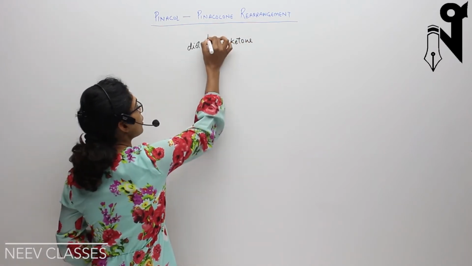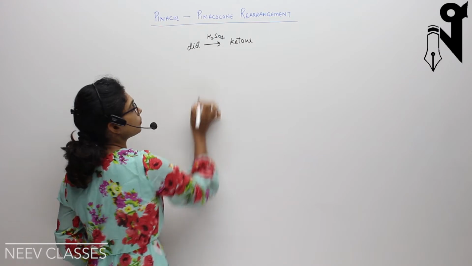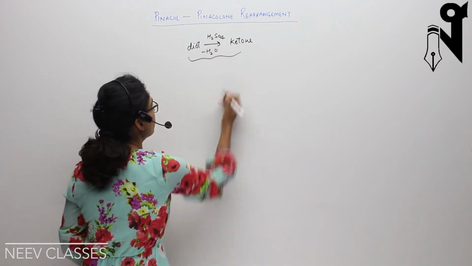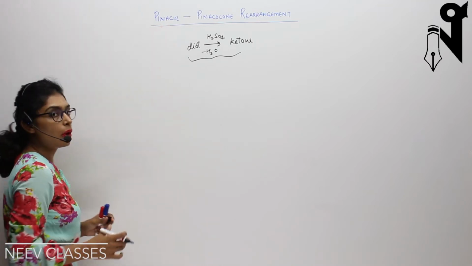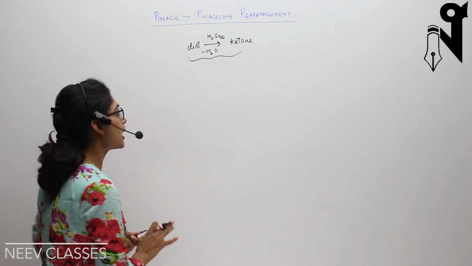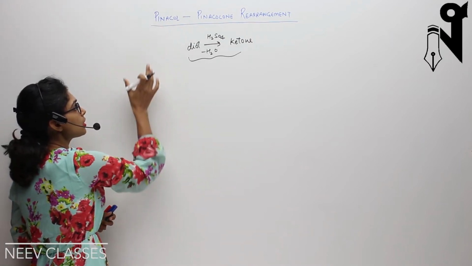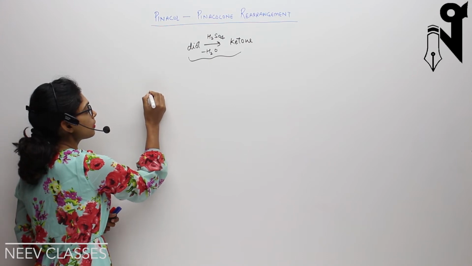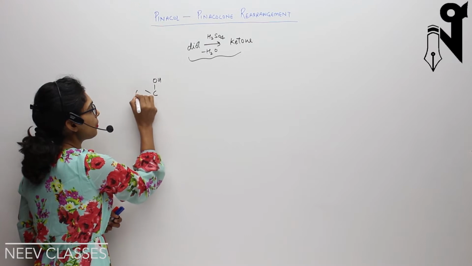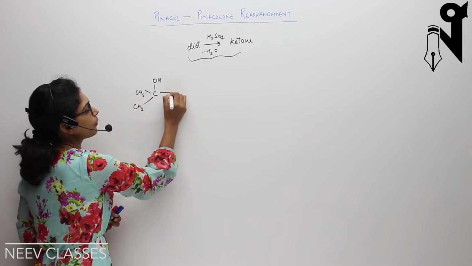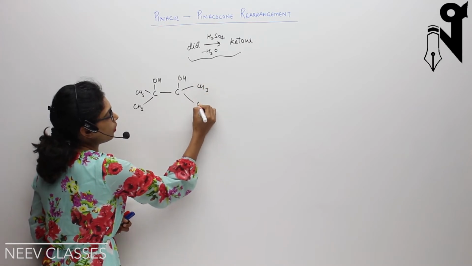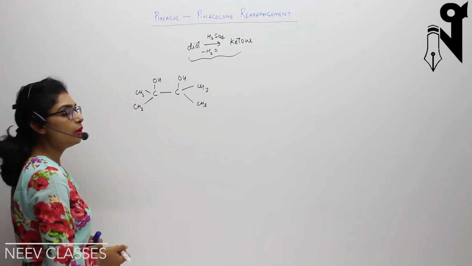in the presence of H2SO4. So dehydration takes place and this diol gets converted into a ketone. Now we are specifically talking about Pinacol or Pinacol type diols, which are vicinal diols. Let me just show you what Pinacol is. So Pinacol is, this is my Pinacol. Okay, so this is a diol, right?